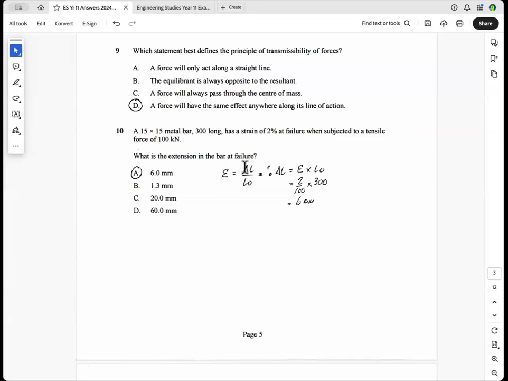So strain is equal to the change in length. Don't forget, delta is a change over the original length. Therefore, delta L equals strain multiplied by the original length. Got to convert percentage to a numerical value. And so it works out to be 6 millimeters.